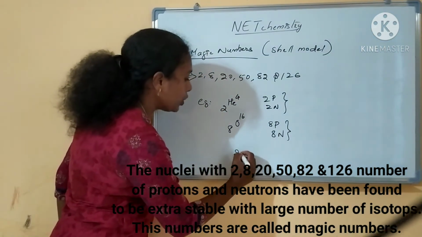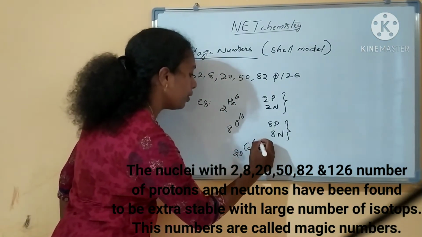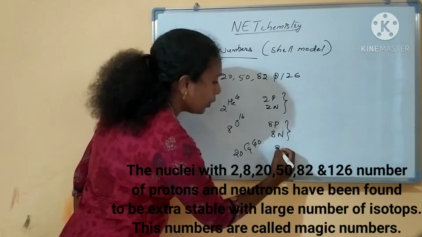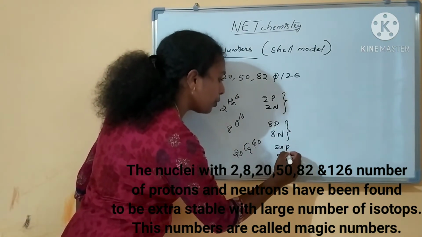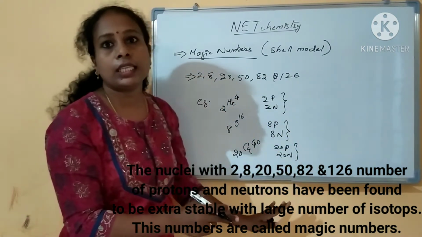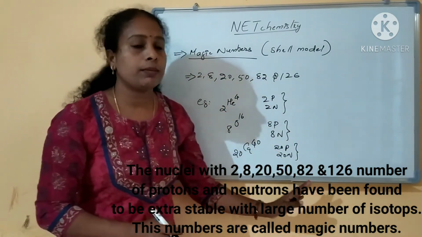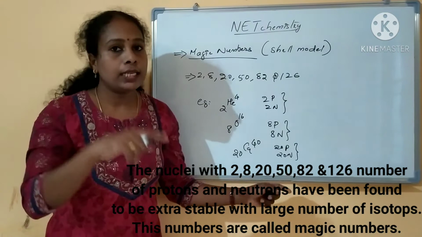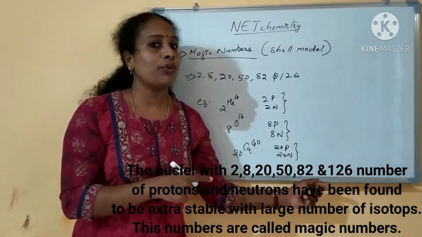If you take calcium, how many protons? 20 protons and 20 neutrons are there. These are magic numbers. This question was there in the previous year question papers. It is important and also very easy. Yesterday in nuclear chemistry I forgot this topic.